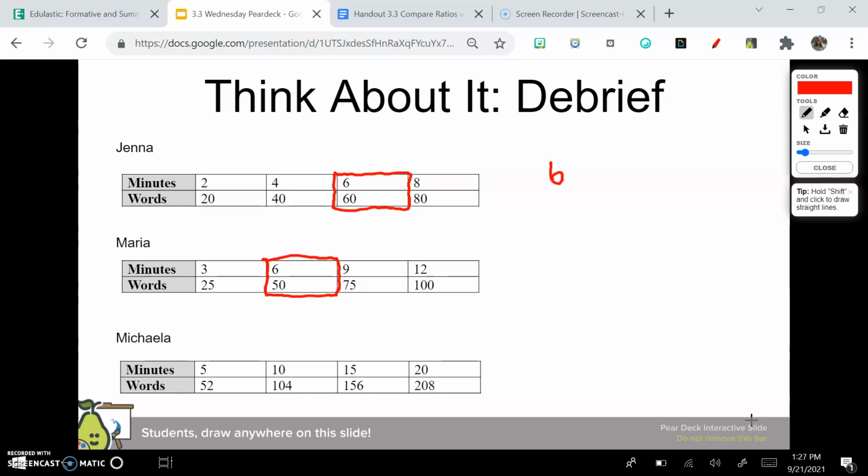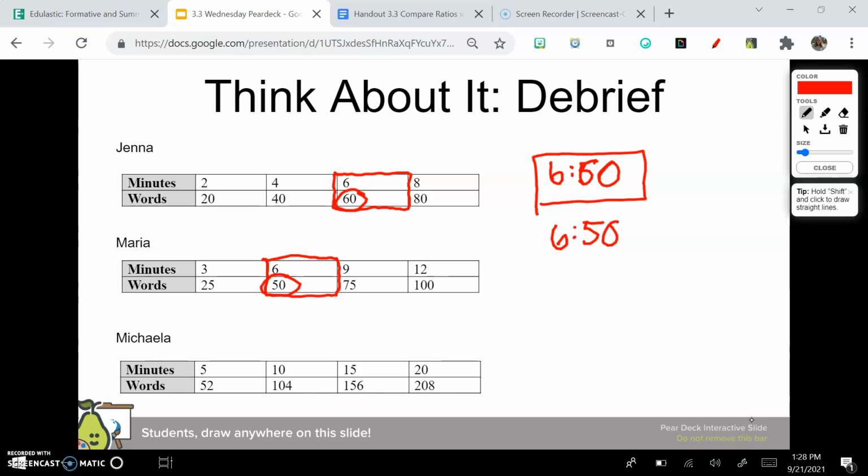I can compare these two ratios, 6 to 60 and 6 to 50, and I can see that in 6 minutes, Jenna is able to text more words because 60 is bigger than 50.